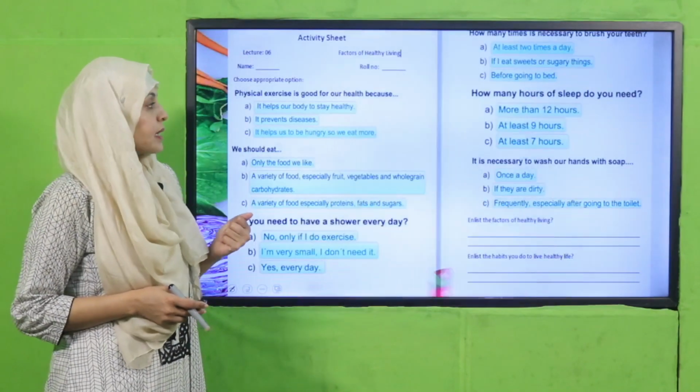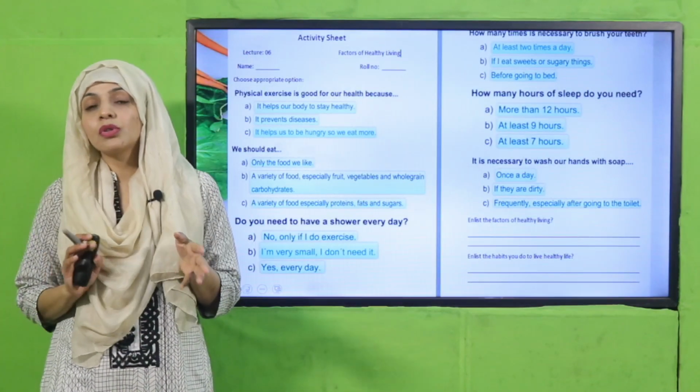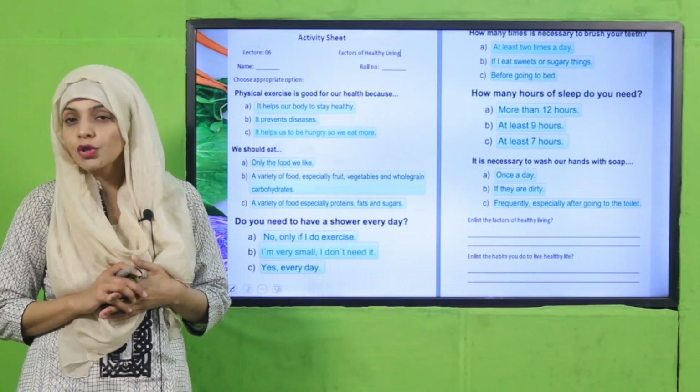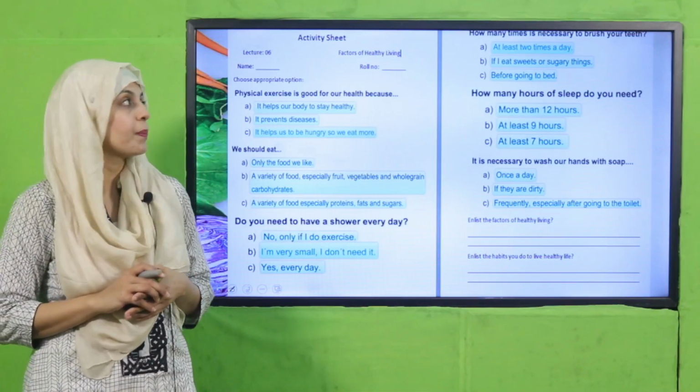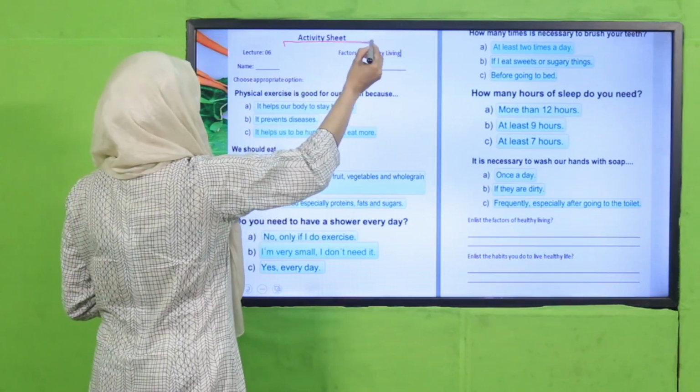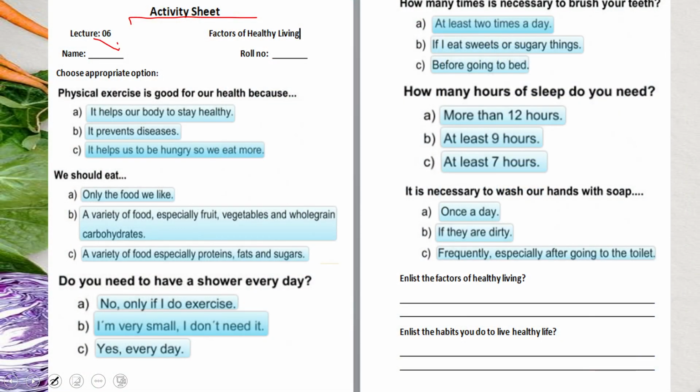Okay, my dear students, now is the time for practice. For practice, you can download this worksheet from the description box below this video, or you can get it in print form by your teacher. So, my dear students, here is an activity sheet. Write down your name and your roll number. Then choose the appropriate option. Physical exercise is good for our health because it helps our body to stay healthy, it prevents diseases, it helps us to be hungry so we eat more.